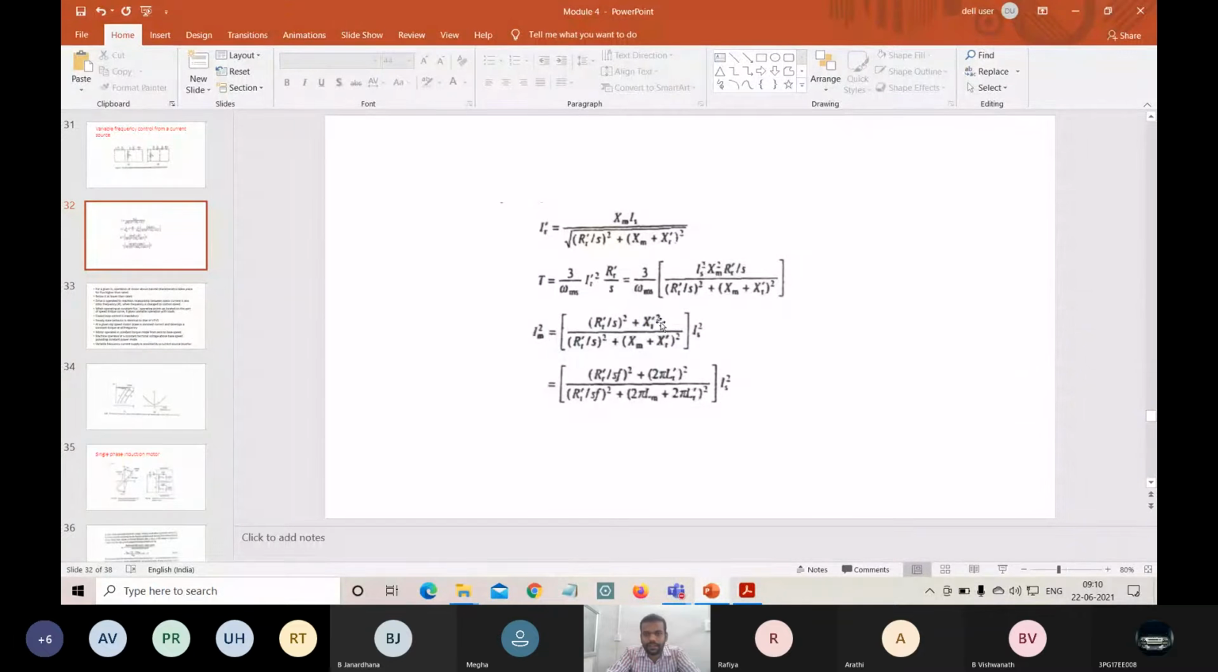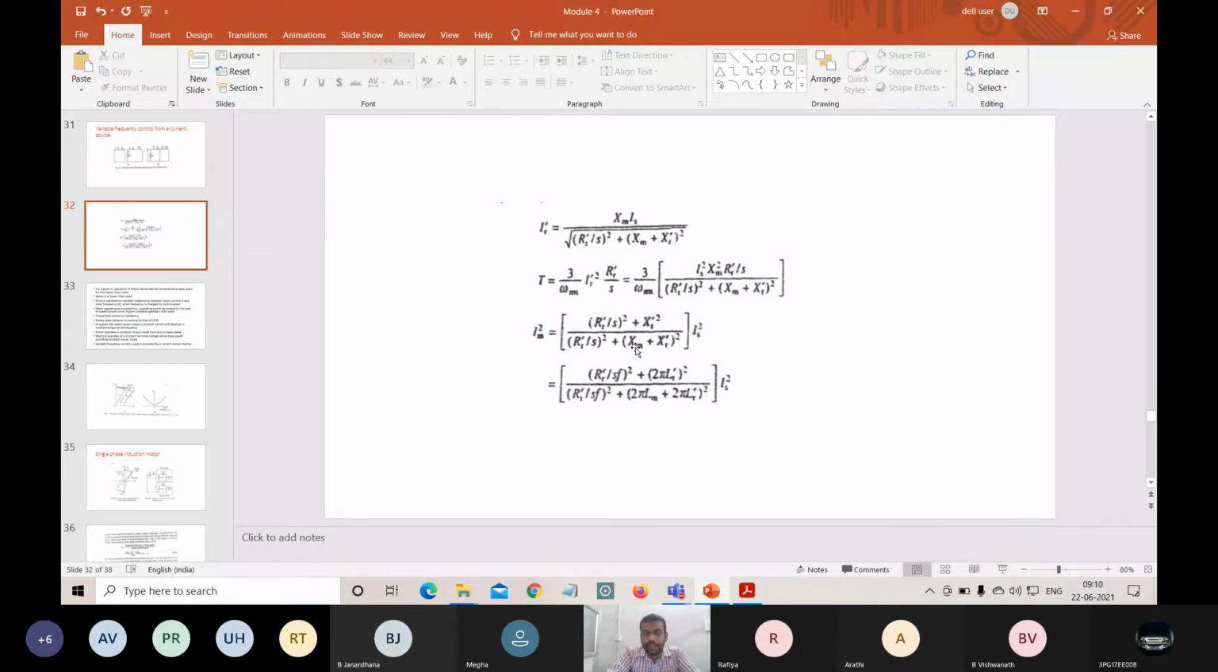So this is our total impedance of the circuit into the total current that is flowing, IS square. Just normalize these equations, and you will get (R_r'/S_F)² plus (2πL_r)² whole square, (R_r'/S_F) whole square plus 2πL_M. 2πL_M is nothing but our ωM.